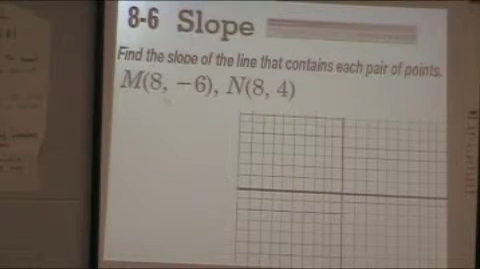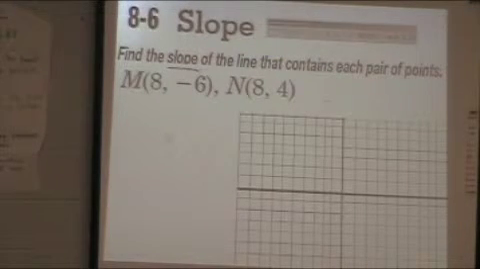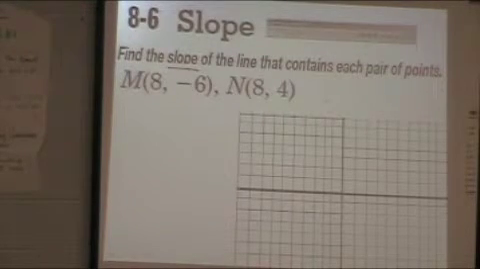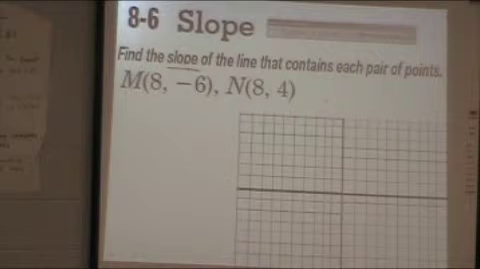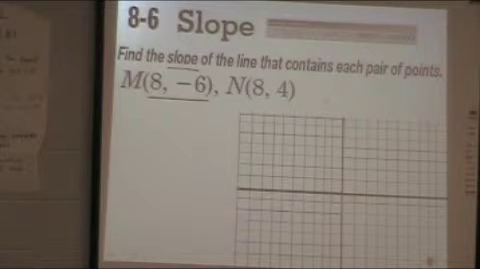Alright, here's another example. I've got 2 points, and it tells me to find the slope. The first step when they give me 2 points is to do what? I can't find rise over run of nothing. Yeah, I got to plot the 2 points. The first one is 8, negative 6. So I go right 1, 2, 3, 4, 5, 6, 7, 8, and down 1, 2, 3, 4, 5, 6. Now I got to plot my second one, 8, 4. So I go right 8 and up 1, 2, 3, 4.